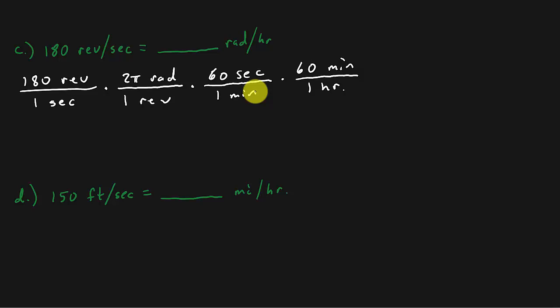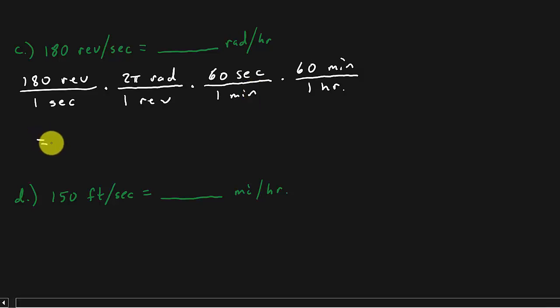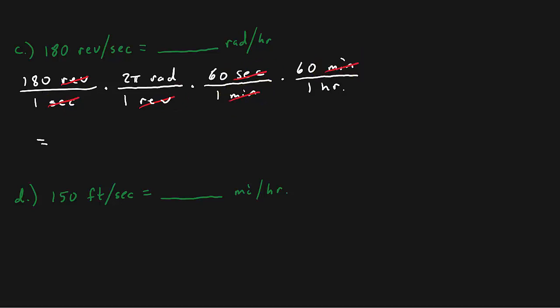So now, to multiply all this out, let's cancel first. So revolutions cancel, seconds cancel, and the minutes cancel. All right, so what are we left with? Well, you can see we're left with radians and hours.